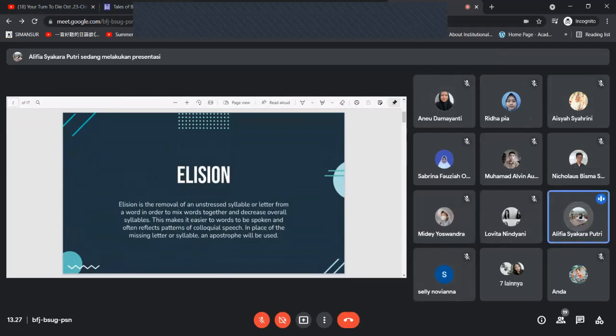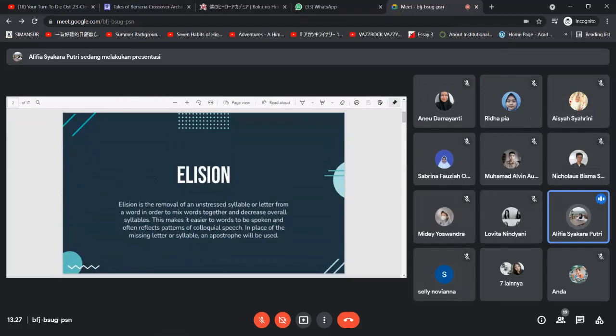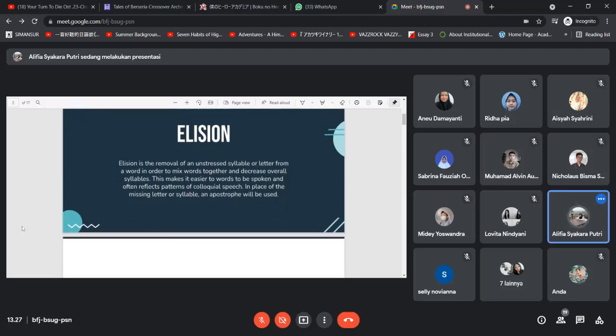Okay, thank you, Anna. So, what does elision mean? Elision is the removal of an unstressed syllable or letter from a word in order to mix words together and decrease overall syllables. This makes it easier for words to be spoken and often reflects patterns of colloquial speech. In place of the missing letter or syllable, an apostrophe will be used.